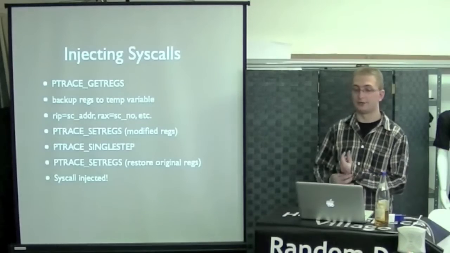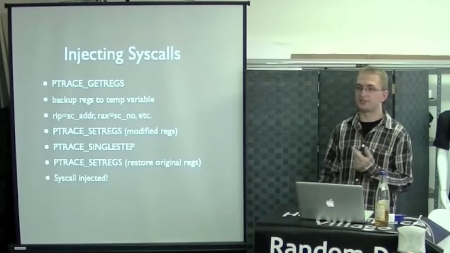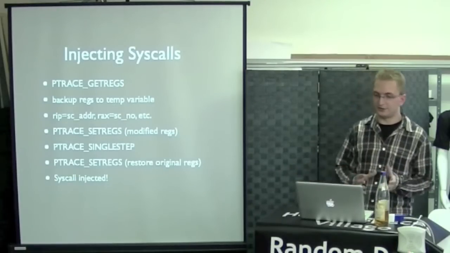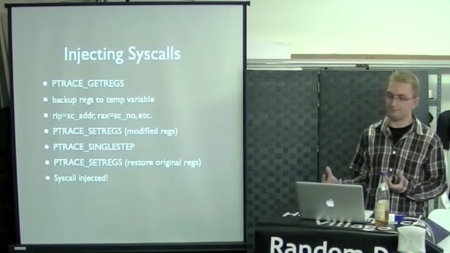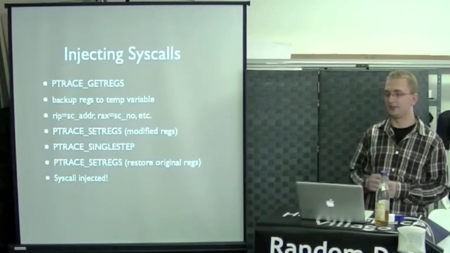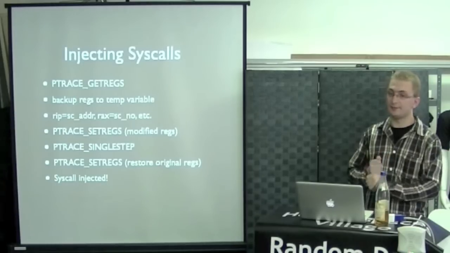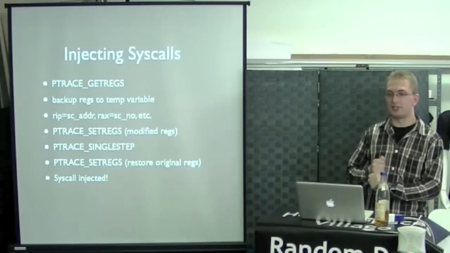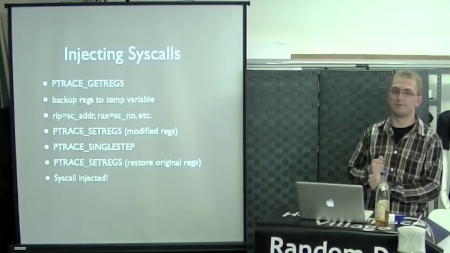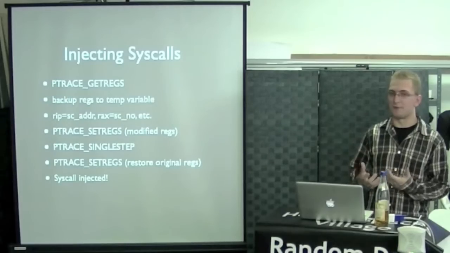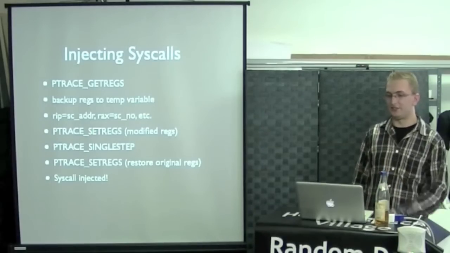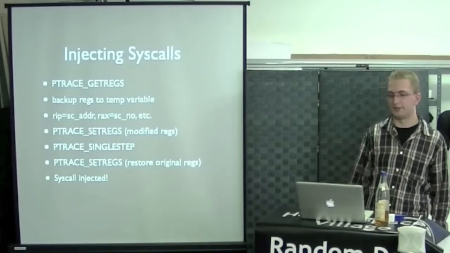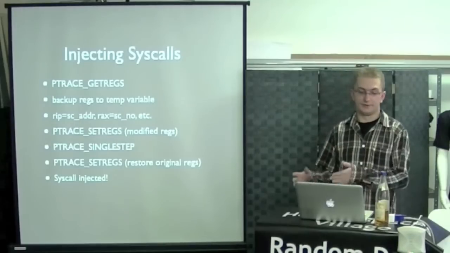First, we halt the process. We execute a ptrace get regs to get the current CPU context. We back up this CPU context so we can restore it later. Now, in the CPU context, we change a couple of registers. We point the RIP, the instruction pointer, to some location that has a syscall instruction. Any program will probably have some byte sequence in an executable region that is a syscall instruction. So we point the instruction pointer to one of those.